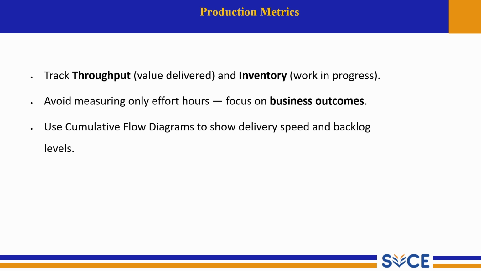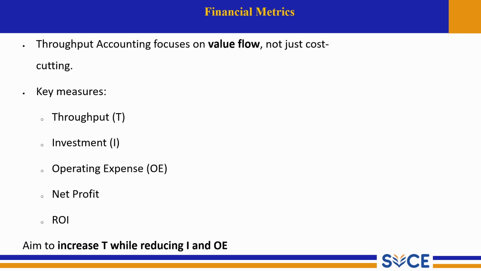Track throughput, that is value delivered, and inventory, work in progress. Avoid measuring only effort hours. Focus on business outcomes. Use a cumulative flow diagram to show delivery speed and backlog levels. And moving into next, the financial metrics.